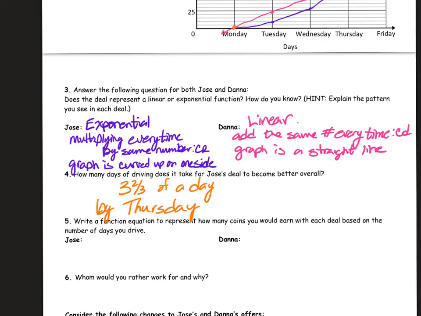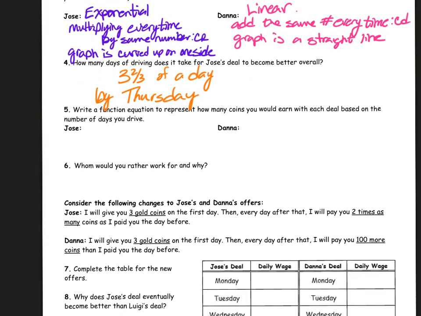Okay, question number 5. Write a function equation to represent how many coins you would earn with each deal based on the number of days you drive. So now we want you to write an equation just like what we've done before. You can write it from the story problem. You can write it from the table. We haven't written an equation from the graph yet.